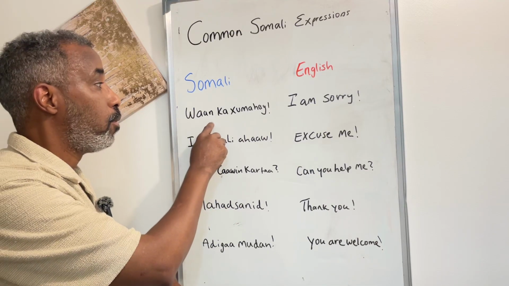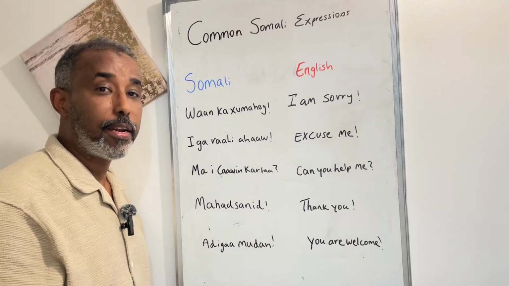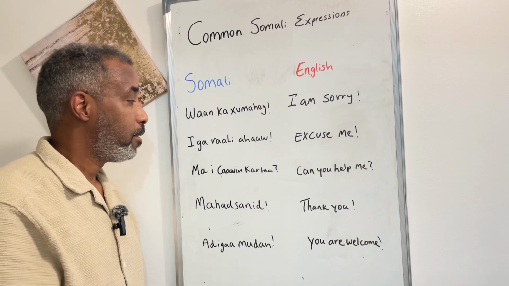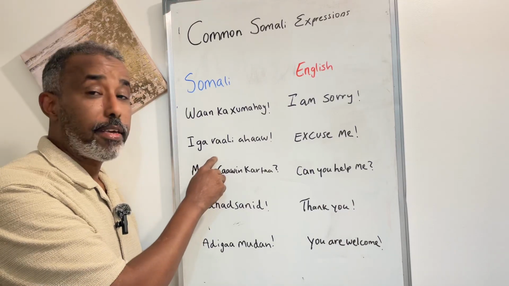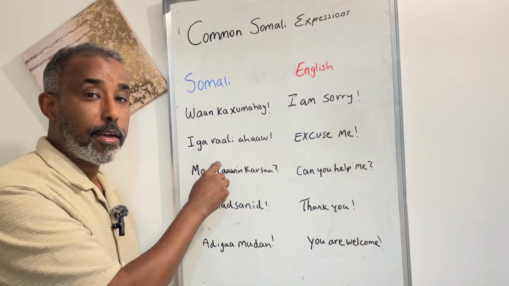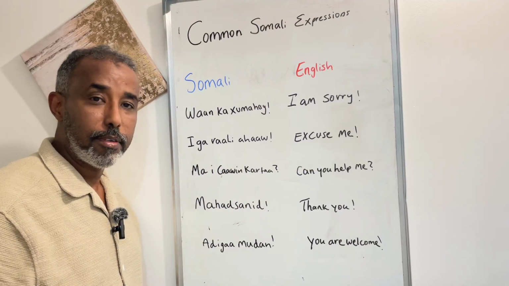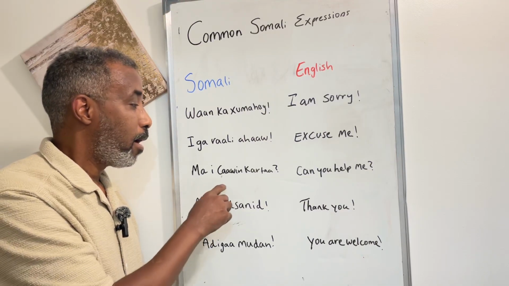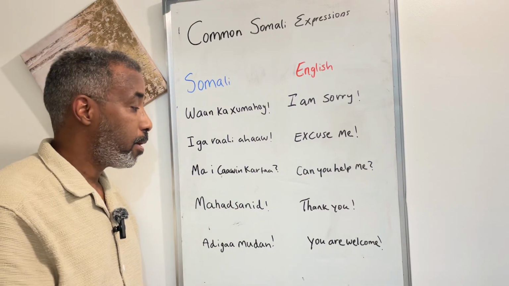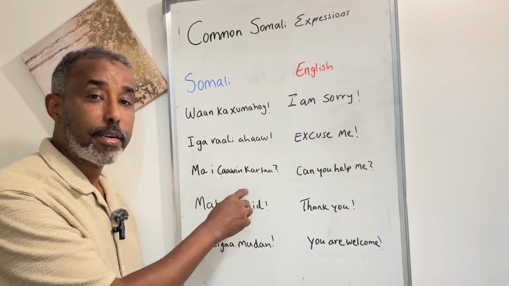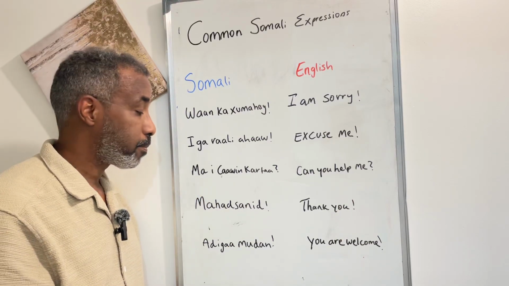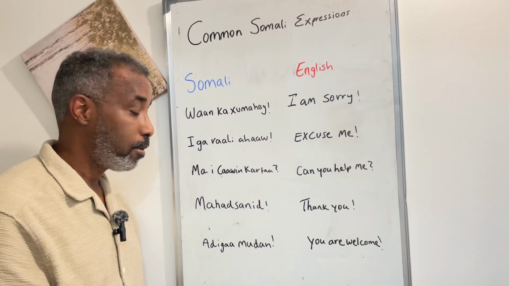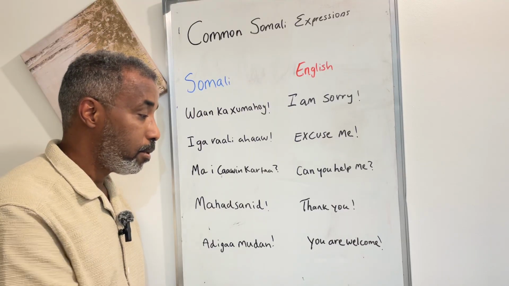In Somali we say "Waan ka xumahay." In English it means I'm sorry. Number two is "Iga rali ahaw." It means excuse me. That's what we use to be polite. Next, "Ma i caawin kartaa?" It's a question. It means can you help me? "Mahadsanid." Thank you. "Adiga mudan" means you are welcome.